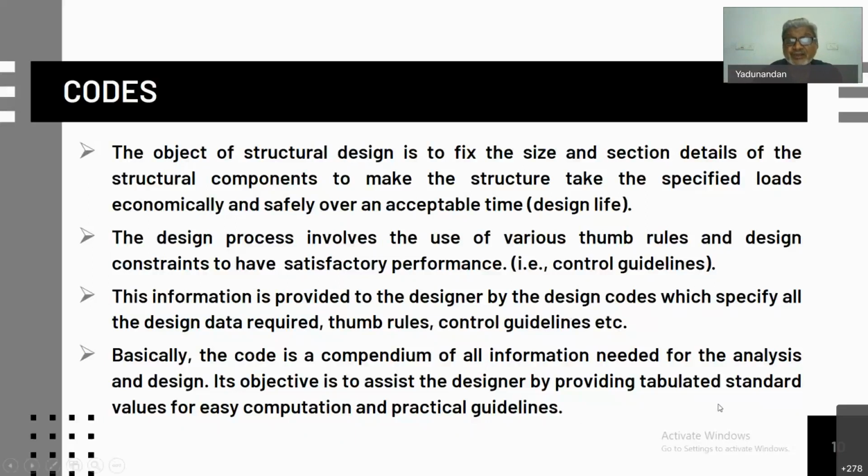The design process involves the use of various thumb rules and design constraints to have satisfactory performance. We get all that information mainly from the codes, and these are, let us say, control guidelines. This information is provided to the designer by the design codes, which specify all the design data required, the thumb rules required, the control guidelines, etc. Basically, the code is a compendium of all information needed for the analysis and design of various components. Its objective is to assist the designer by providing tabulated standard values for easy computation and practical guidelines.